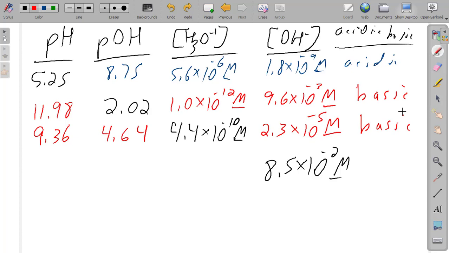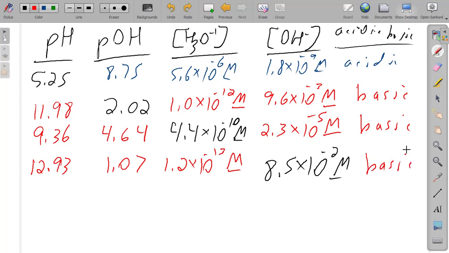Last row. The pH for that one, you should get 12.93. The pOH, 1.07. The hydronium, 1.2 times 10 to the minus 13th molar. And of course then, pH, wow, is way above 7. Definitely basic again. Okay, on that last line, because I gave you hydroxide, you would use that to calculate the pOH, and use the pOH to get the pH, and then the pH finally to get the hydronium.